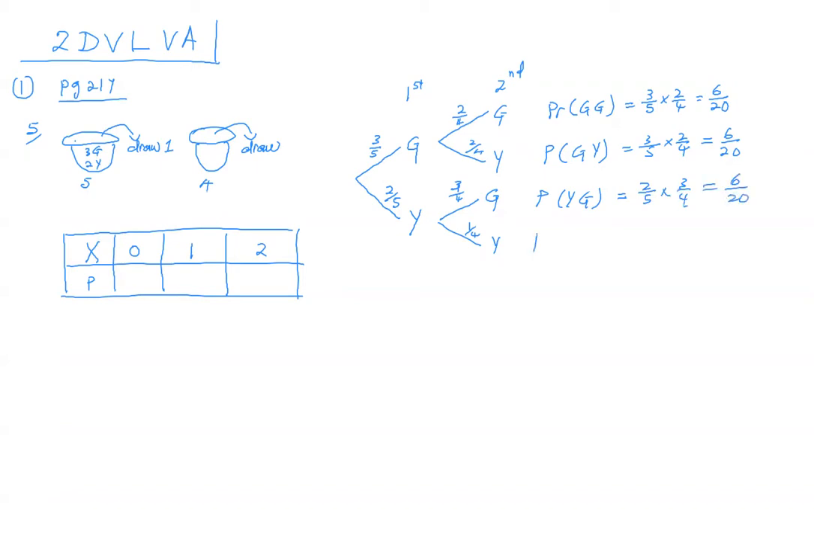Yeah, what is the probability of getting both yellow without green? So it's 2 over 5, yes, 1 over 4. That is 2 over 20. If you add up all these probabilities, make sure it is 20 over 20. Okay, it's 1. If not, that means something is wrong somewhere. So now, can someone tell me what is the probability that X equals 0?